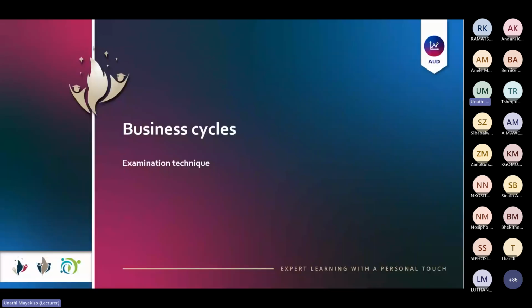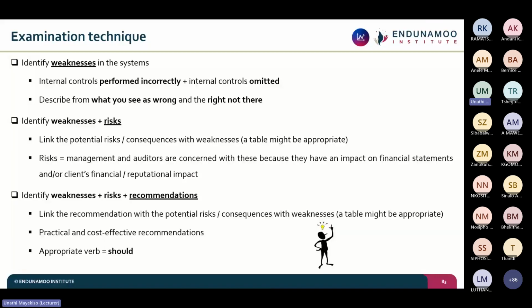Exam technique for business cycles. You would need to identify weaknesses in the system. If an internal control has been performed incorrectly, or a control that should be there is not there, then you've got a weakness. Once you've identified the weakness, you need to link that to a risk. So you ask yourself, if that thing is done incorrectly or it's not there, what could go wrong? Then you've got your weakness, you've got your what could go wrong, and then you need to say, okay, so this is what we do in order to fix it. So your structure when you're thinking about this is to first identify the weakness, assess the risk, and then apply a recommendation.